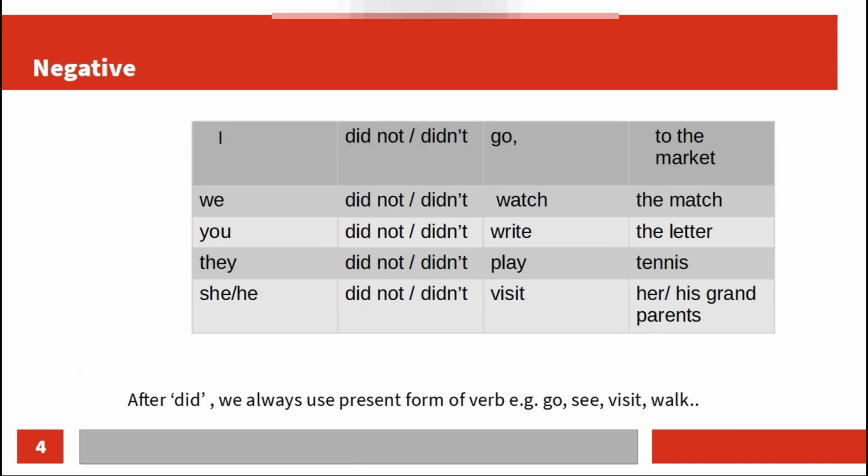The structure of the negative sentences. Here we use did not or didn't. I didn't go to the market. We didn't watch the match. You didn't write the letter. They didn't play tennis. He or she didn't visit his or her grandparents. Here we use did not to make it a negative structure. After did, we always use the present of verb, that is go, see, visit, or walk.